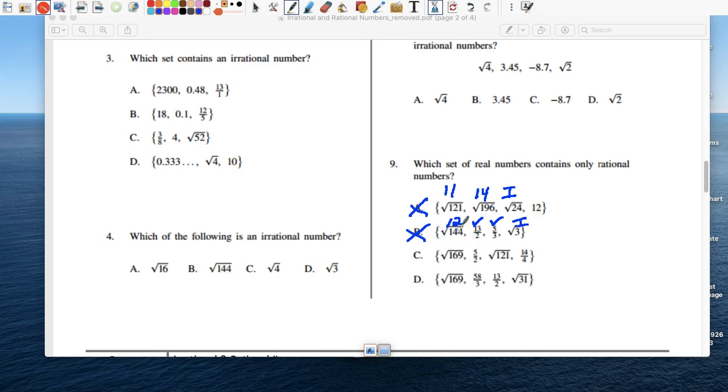We want everybody to be rational. Square root of 169 is 13, that's rational. 5/2 is rational. Square root of 121 is 11, so that's rational. And 14/4 is rational, so C looks like our answer. And D is not it, because this guy here, square root of 31, is irrational. Okay?